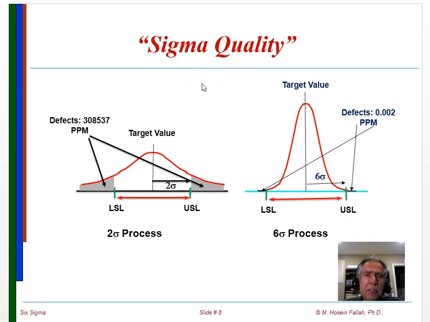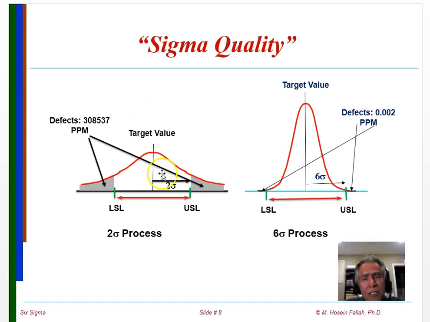To appreciate the difference in sigma performance visually, it's important to look at these two charts. On the left, I have a process performing at 2 sigma, which means that the range of the specification limit covers 2 sigma variation on each side of the mean. And so the shaded area on both ends of the distribution produces output that is not acceptable, and that corresponds, for a 2 sigma process, as we showed before, to over 308,000 defects per million.